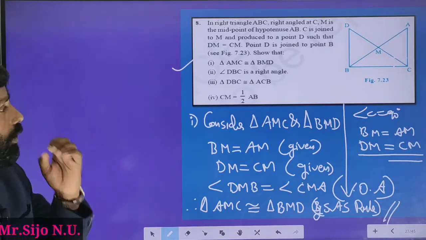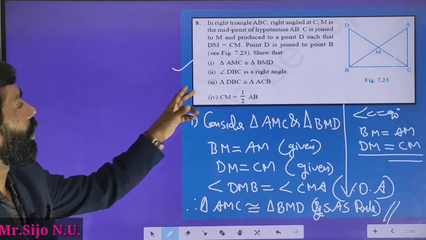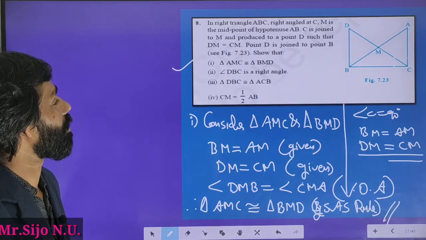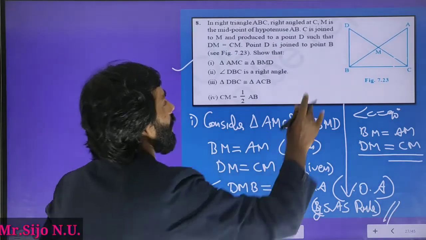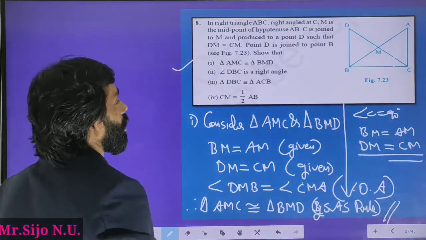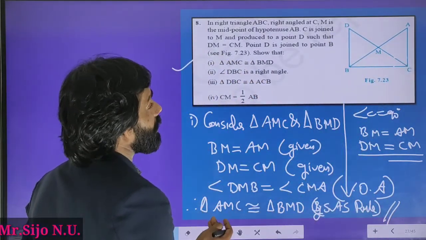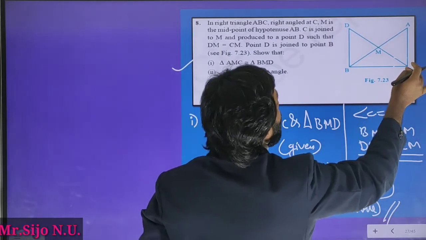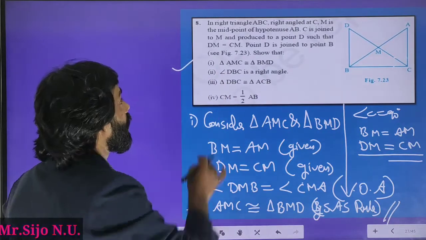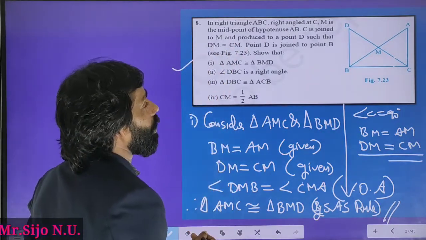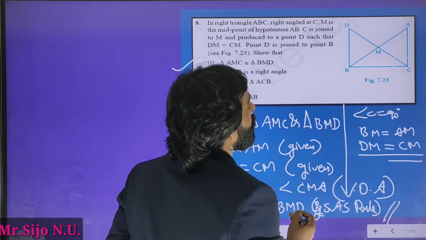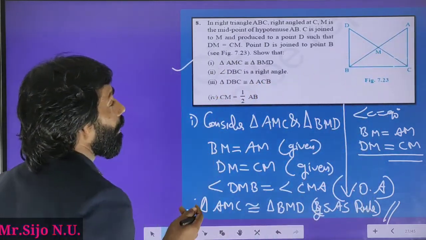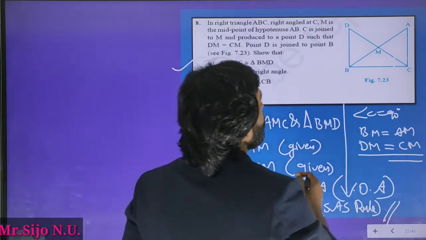Now the second part is: angle DBC is a right angle. So how can we prove it? It's already given that angle C equal to 90 degrees. And here we proved this triangle is congruent to this triangle. So we can say what?